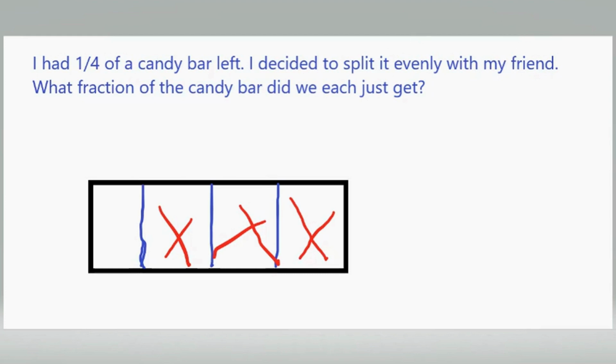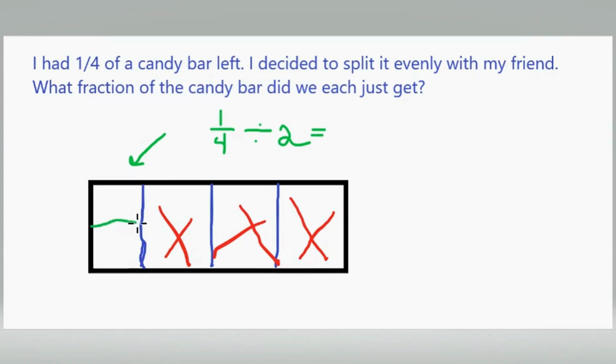So I'm going to write what our equation would be. It would be 1/4, and that's what we have right here. And we're going to divide it by 2. And let's find our answer to finish our equation. So now we have our 1/4, and we're going to divide it by 2.